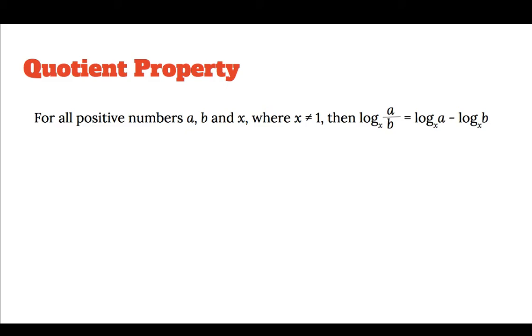Now the quotient property. Say you have a log that looks like a fraction on the inside. We can pull that log apart and have subtraction with it. So if I have log base x of a over b, it's the same thing as saying log base x of a minus log base x of b. Another example, say I have log base 2 of 5 over 6. I can pull those apart and have a subtraction between the two logs. So I have log base 2 of 5, the top will always go first, the bottom goes second, with a subtraction. So log base 2 of 5 minus log base 2 of 6.